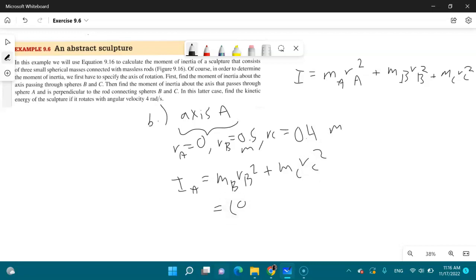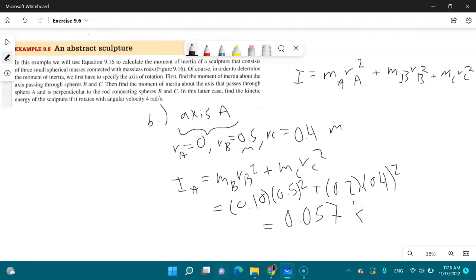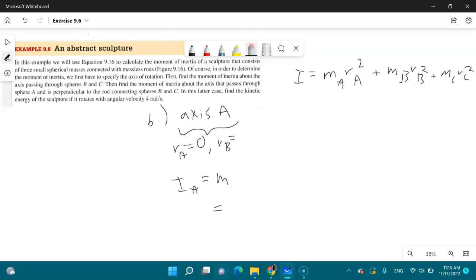For the mass of B times the radius of B squared, we would put 0.10 kilograms for the mass, 0.5 meters for the radius, and then we'd square that. And then plus 0.2 kilograms for the mass of C, and then times the radius of 0.4 meters squared. And this would give us a total of 0.057 kilograms meter squared. That's for axis A. And then for this last part of the problem, we can actually generalize both of these answers and just try to get a more general answer. So this would be kind of a part C.